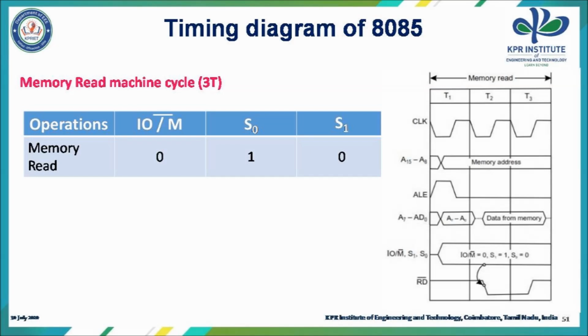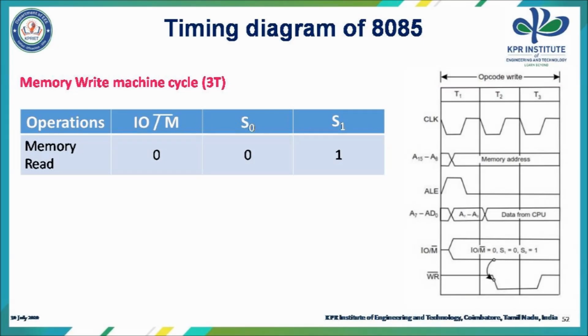During this time IO/M bar, S1, S0 will be equal to 0 1 0. Here also the read bar pin is used because it is a read operation. This read bar pin is made low during T2 and T3 whenever the data is read from the memory.